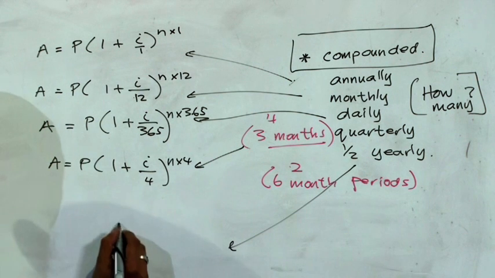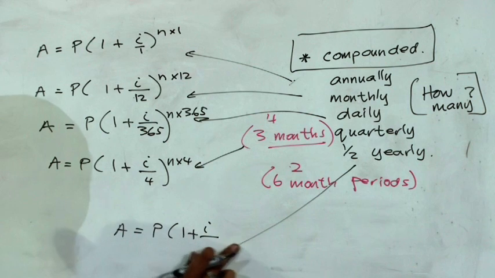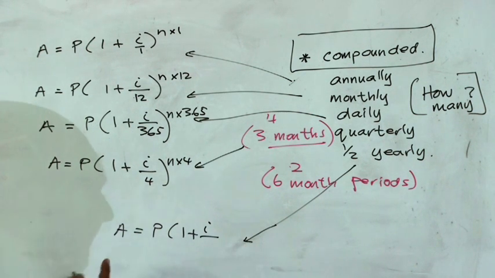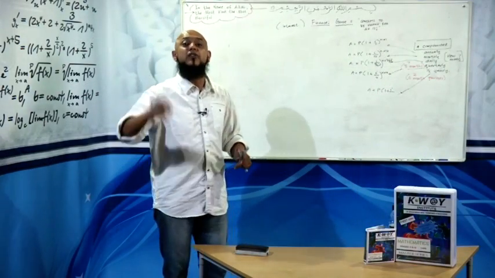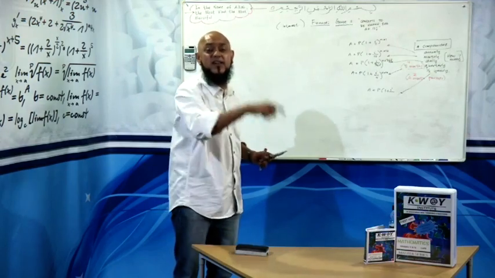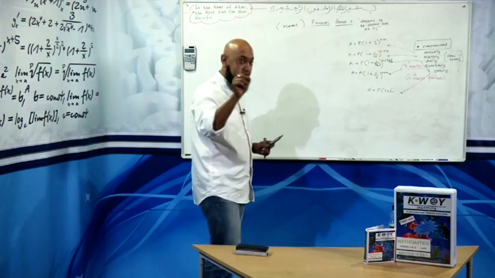And half yearly, A equals P into 1 plus I over... How many half years in a year? 2, not 6. Many of you go in the exam and you're going to put 6 because you say half yearly, there must be 6 months. You're not dividing it by 6. You're dividing it by how many half year periods there are in a year. So how many half year periods are there in a year? 2, not 6.